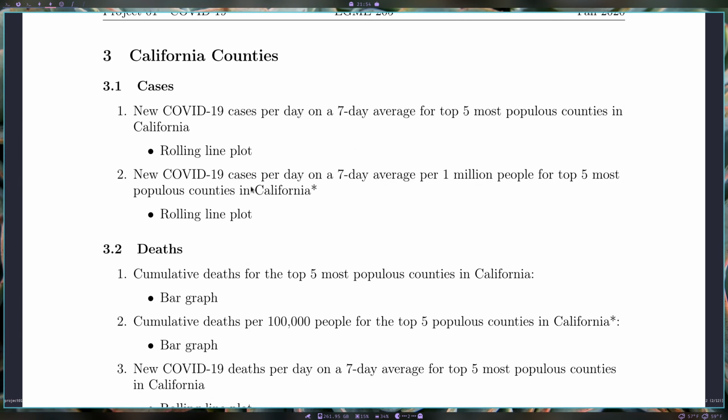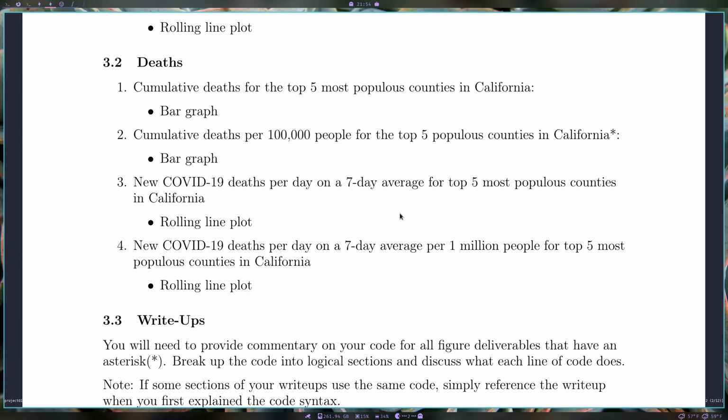And then you have a write-up right here, which will only be for this plot right here. I'm only doing it for this plot because basically all of the code that you need for this plot you have to do for this plot up here, but you're doing this on a per million basis. And then the next plot we have is cumulative deaths per 100,000 people for the top 5 countries, and this is a bar chart.